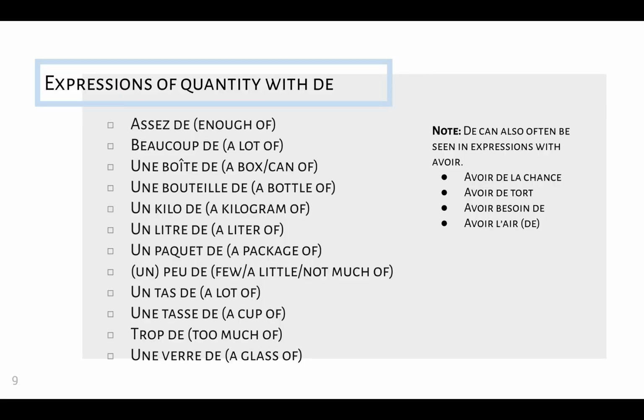So there are plenty of expressions of quantity with de. Some of them include assez de, enough of; beaucoup de, a lot of; une boîte de, a box or can of; une bouteille de, a bottle of; un kilo de, a kilogram of; un litre de, a liter of; un paquet de, a package of; un peu de, a little or not much of; une tasse de, a cup of; trop de, too much of; un verre de, a glass of.